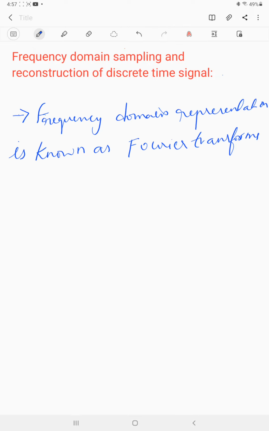But the frequency domain representation alone is not enough for a convenient representation of a discrete time signal.